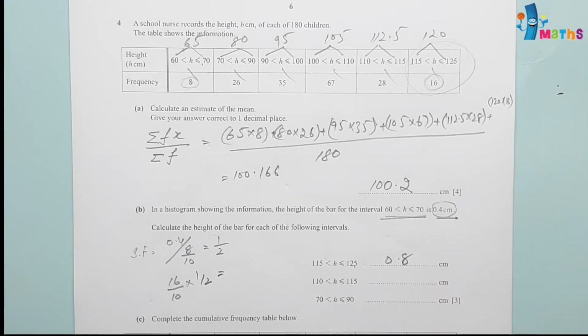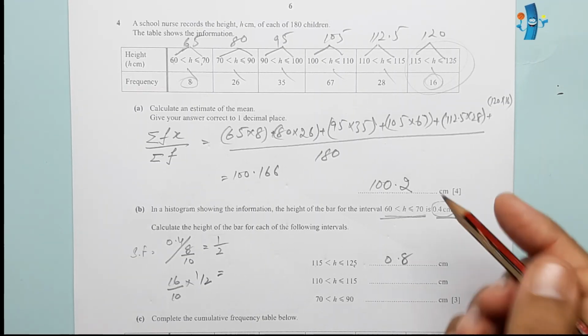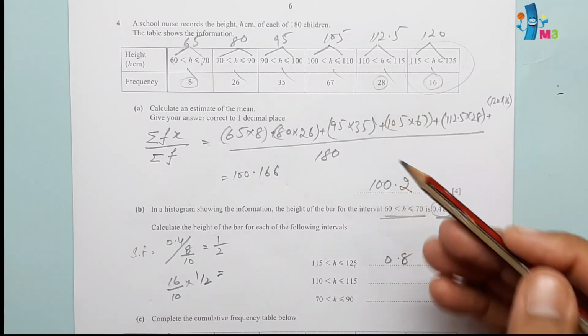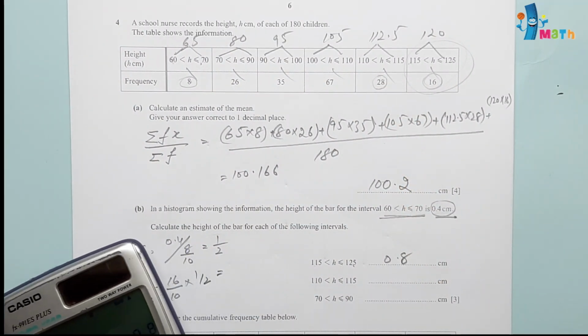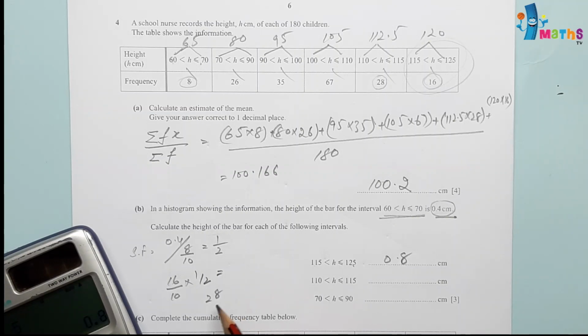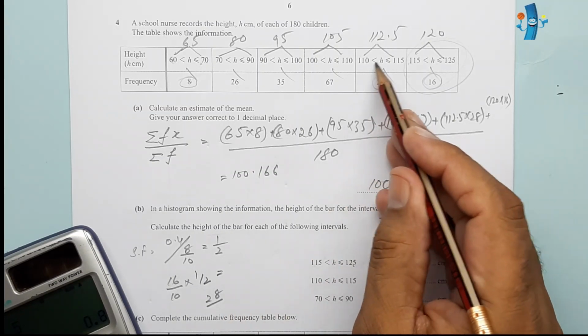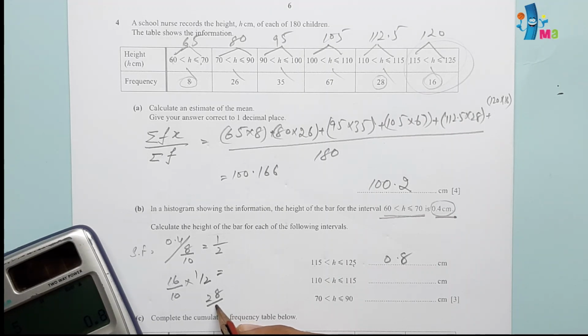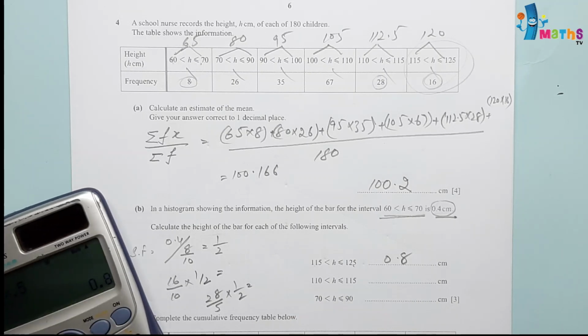Similarly, we will be taking the class width for the other groups also. This is 28, for 110 to 115, and the class width will be 5. So this will be divided by 5, multiplied by 1 by 2. So okay, we can redo: 28 divided by 5 and multiply by 0.5. This will be equal to 2.8. So this will be 2.8.